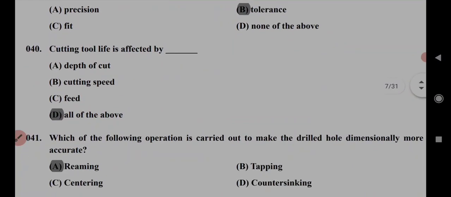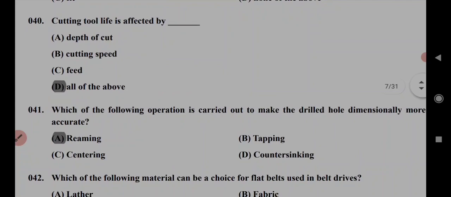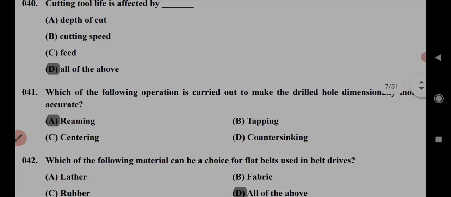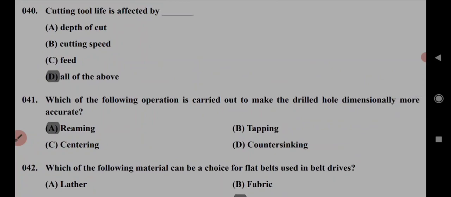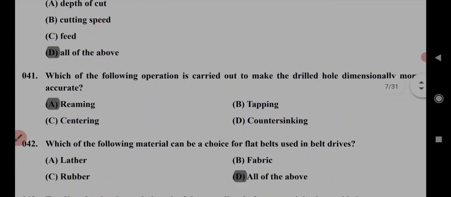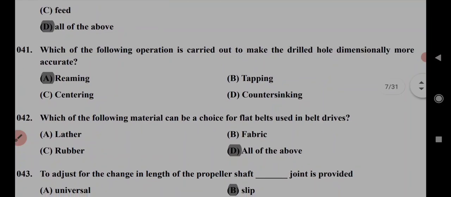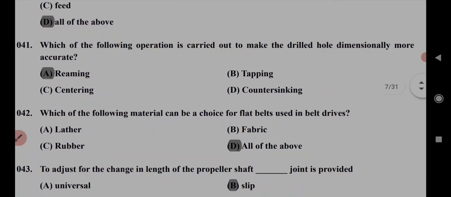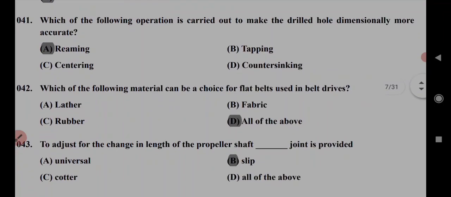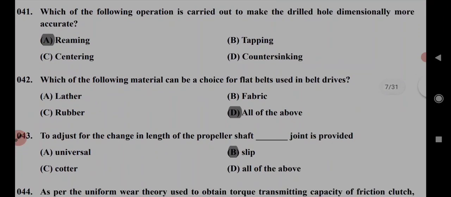Option B is correct. The cutting tool life is affected by all of the above. Depth of cut भी होता है, cutting speed भी अंदर feed भी effect करे छे. 41. Which of the following operation is carried out to make the drill hole dimensionally more accurate? So reaming. Option is correct.